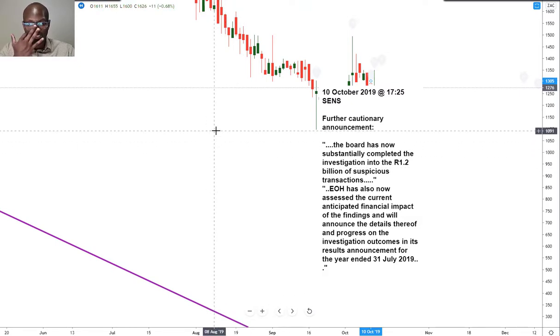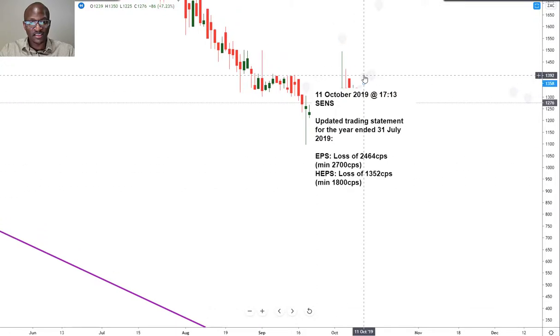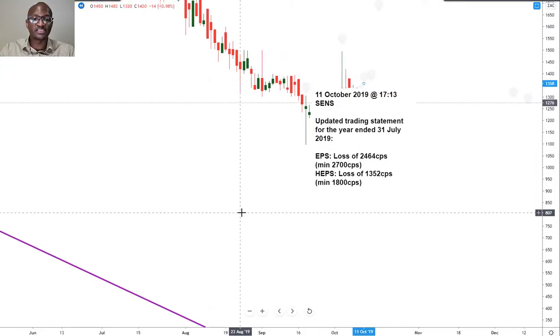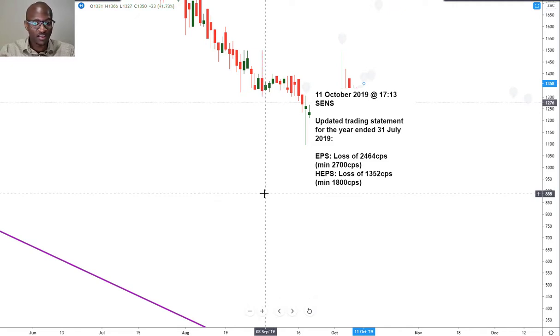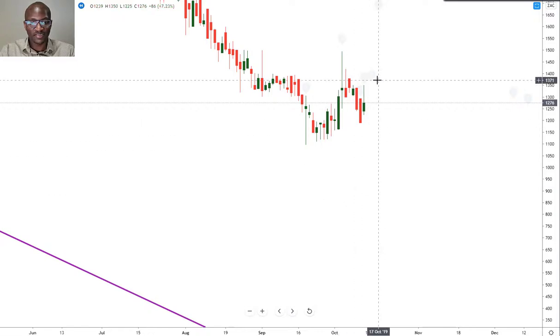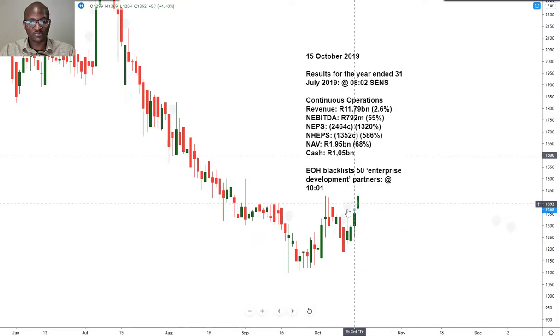Okay, just a further announcement, and the board has now substantially completed the investigation into the 1.2 billion rand of suspicious transactions, and just more updates around that. On this day, there was an updated trading statement, just a more accurate estimate of losses, and you can see there that the earnings as represented by the earnings per share and headline earnings per share were down significantly. And as we move, there was a bit of a spike up in price.